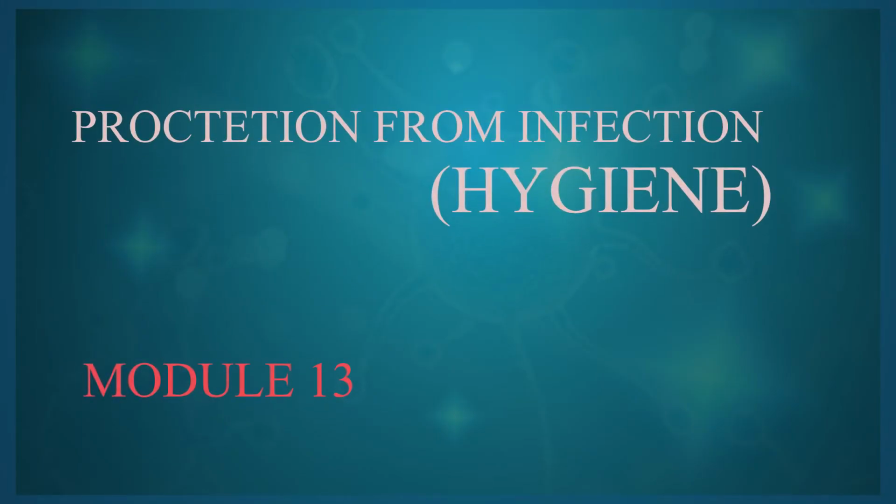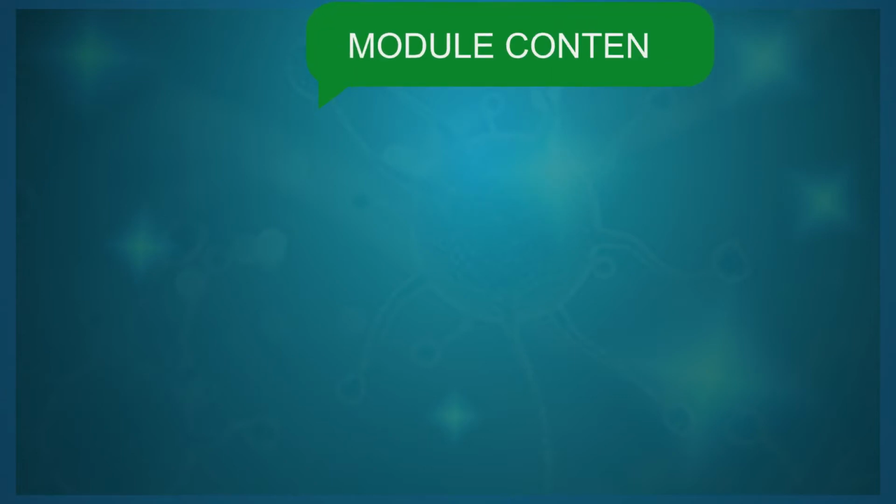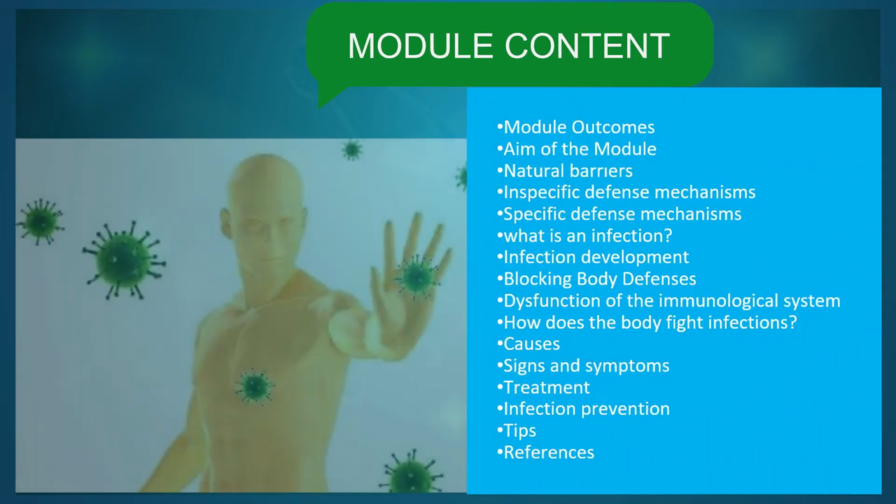Protection from infection, hygiene. Module content. Module outcomes. Aim of the module. Natural barriers. Unspecific defense mechanisms. Specific defense mechanisms. What is an infection? Infection development. Blocking body defenses. Dysfunction of the immunological system. How does the body fight infections? Causes. Signs and symptoms. Treatment.